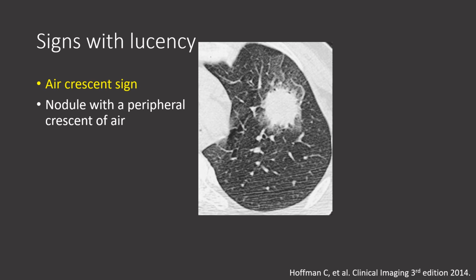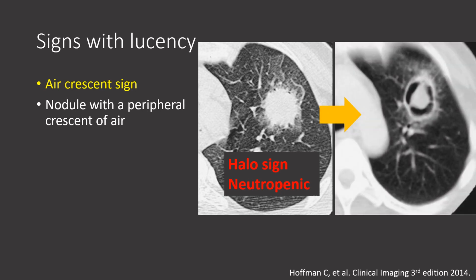The monad sign is different than the air crescent sign. The first image on the left demonstrates a sign we've already discussed, known as the halo sign. This patient was neutropenic and febrile and had an infection with angioinvasive aspergillosis. Following normalization of neutropenia, the lung began to heal. The infarcted portion of the lung caused by the infection begins to retract.